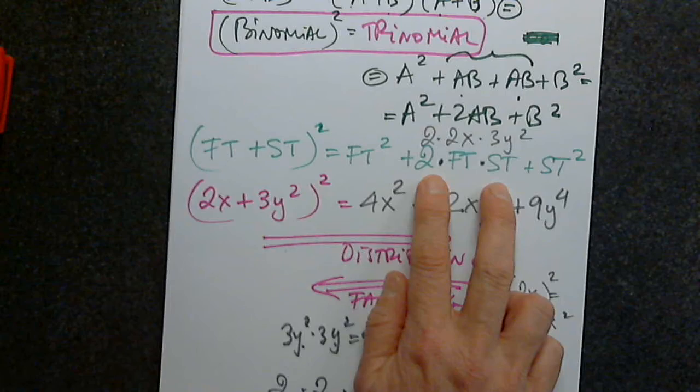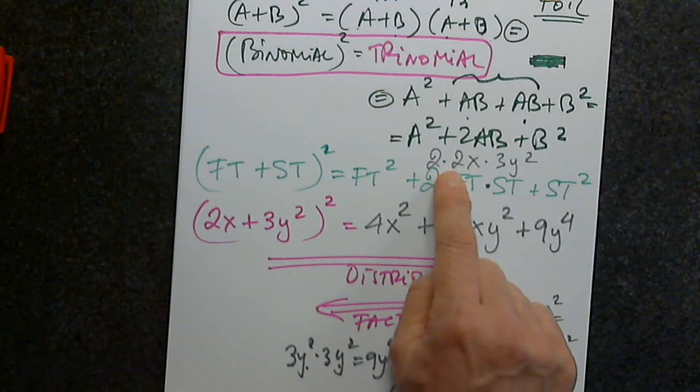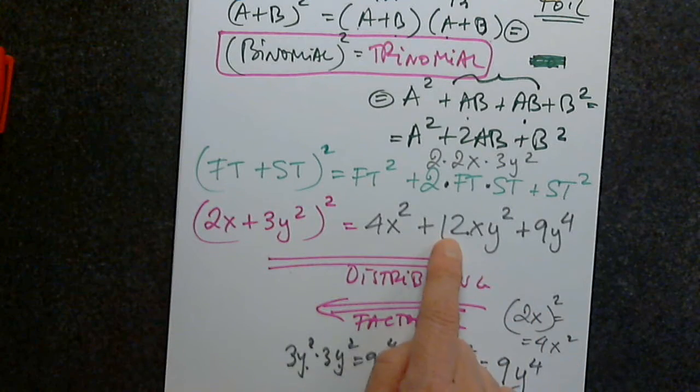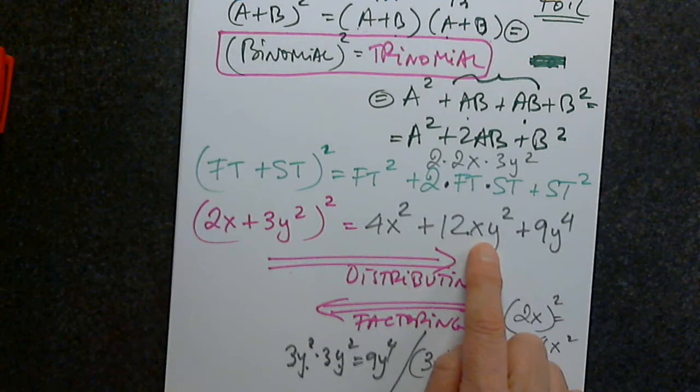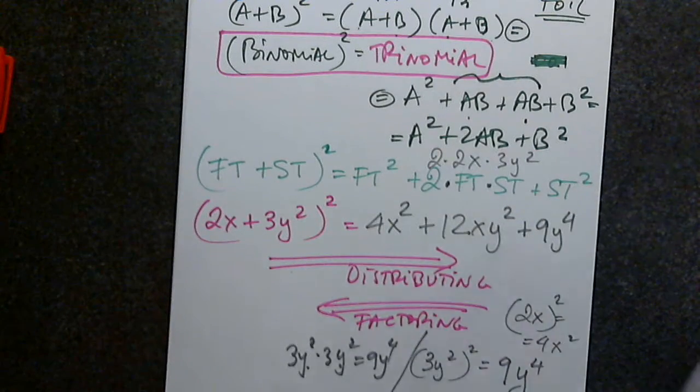In the middle, I have 2 times 2x times 3y. 2 times 2 is 4. 4 times 3 is 12. And x and y squared have to be copied. Okay. So the middle term is this. Better? Good. So now I'd like to go back here.